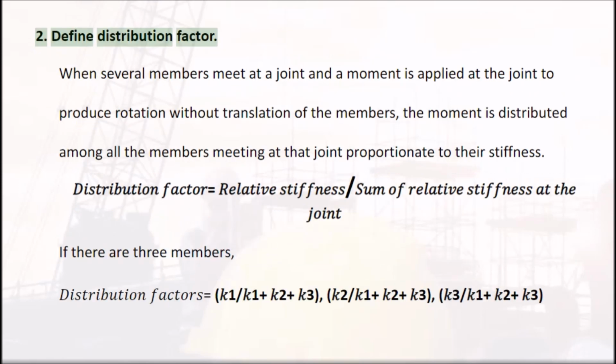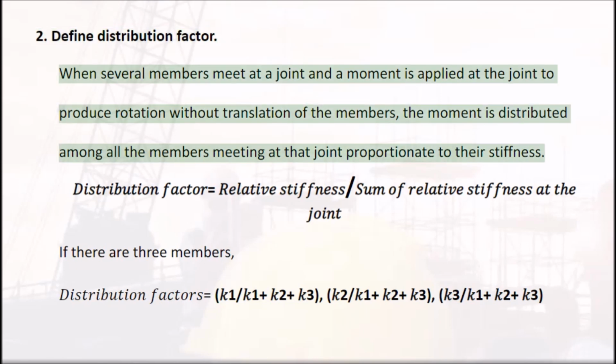2. Define distribution factor. When several members meet at a joint and a moment is applied at the joint to produce rotation without translation of the members, the moment is distributed among all the members meeting at that joint proportionate to their stiffness.